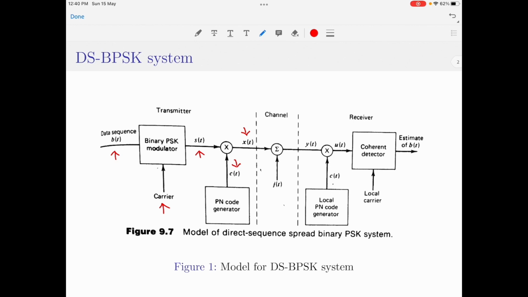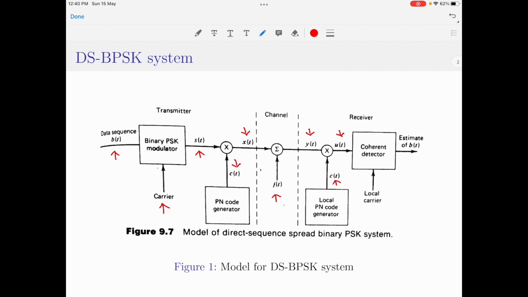Now coming to the channel, we will assume the channel is free of noise. However, there is an interfering signal used by the jammer to obstruct the communication. Let this signal be represented by J of t. Coming to the receiver part, the received signal is denoted by Y of t, which is then given to a de-spreading system that once again uses a locally generated PN sequence C of t to create U of t. U of t is the input to the BPSK receiver.